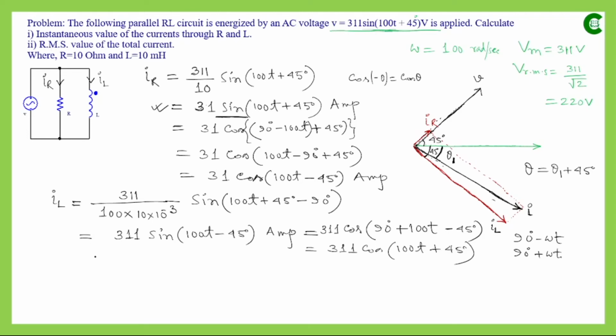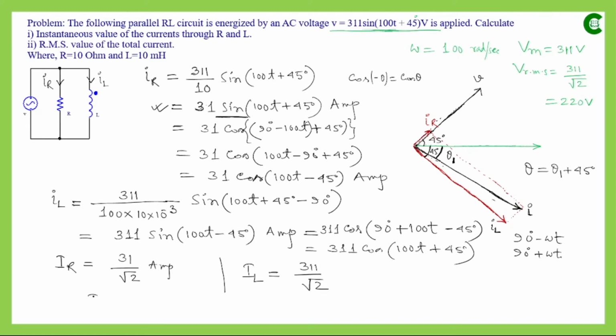Now as per the question, the next requirement is to find the RMS value of the total current. What we will do next is find the RMS value of the resistive current, and that will be the peak value, which is 311, divided by root 2. We know that the peak value divided by root 2 is our RMS value, this much ampere. And for IL, the RMS value of the inductive current, the current that flows through the inductor, will be 311 divided by root 2.